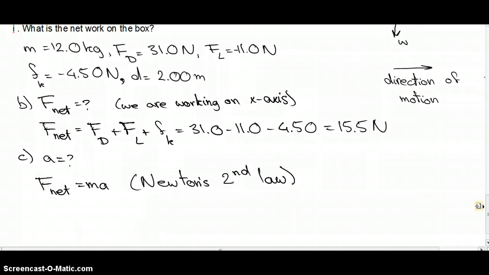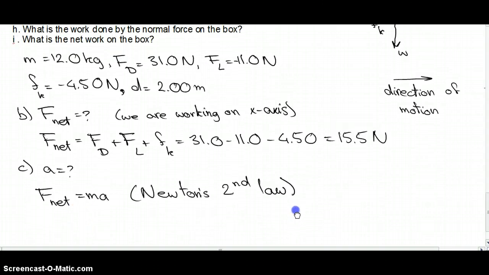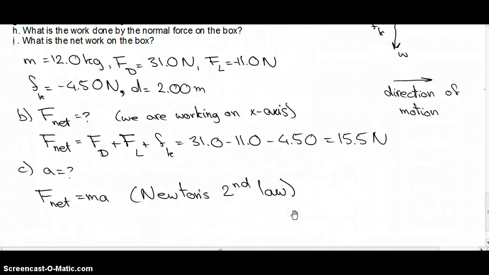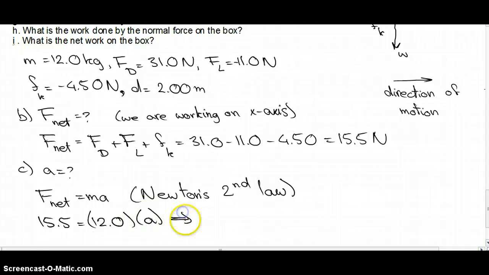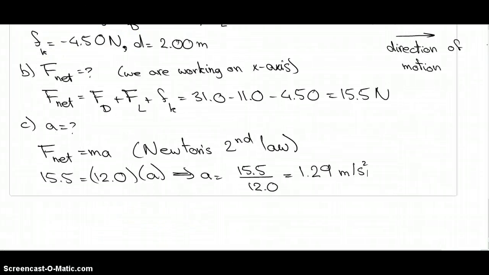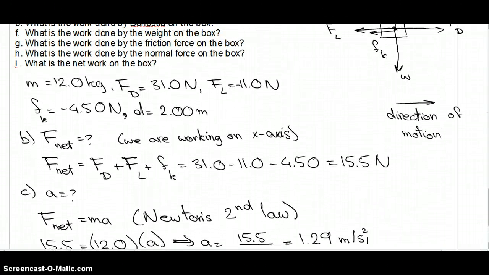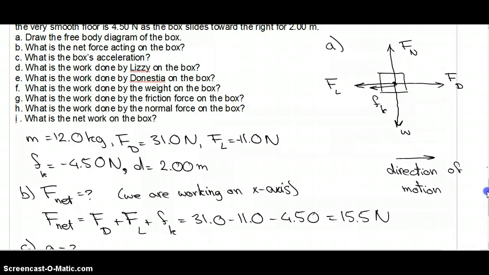F net, we just found it, is 15.5, m is 12, and a is a variable, so a is equal to 1.29 meters per second squared. It's positive, and I used 3 significant figures.